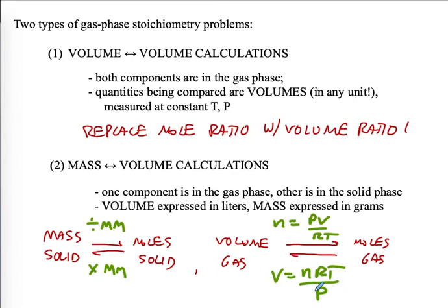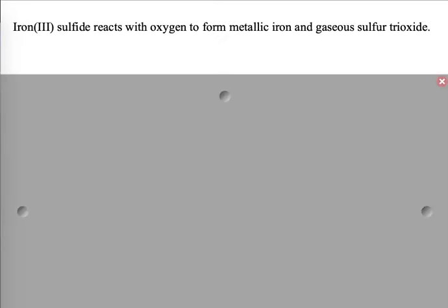Let's do one more example that incorporates both types. Iron 3 sulfide reacts with oxygen to form metallic iron and gaseous sulfur trioxide. What volume of oxygen gas measured at a certain temperature and pressure do we need in order to completely react with a certain mass of iron 3 sulfide? Very similar to the previous problem. We'll begin by writing the equation. Iron 3 sulfide has the formula Fe2S3. Oxygen is a diatomic pure element.